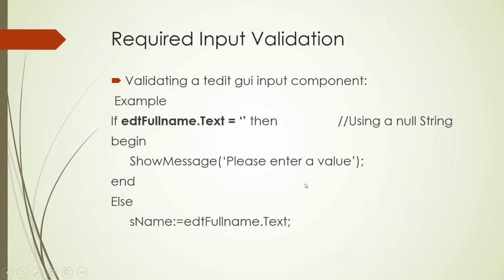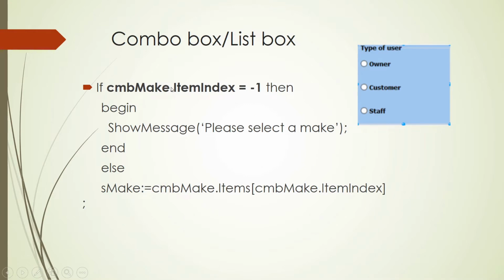Let's look at another GUI component. This is a combo box, but it works exactly the same if you were using a list box. Now we all know from previous lessons that a combo box is indexed starting at 0. So owner will be at index 0, customer at index 1, and staff at index 2.